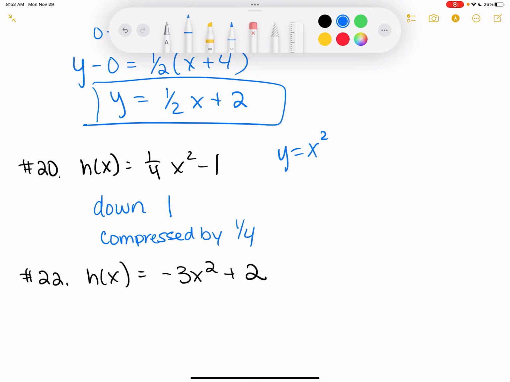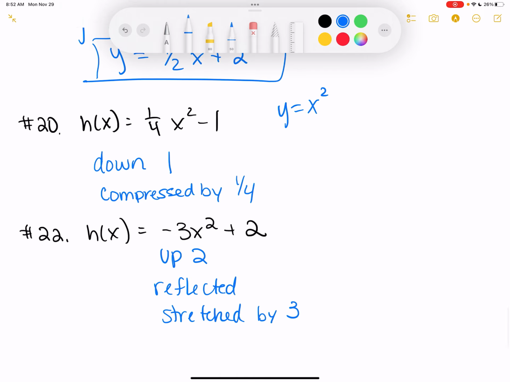All right, so h of x is equal to negative 3x squared plus 2. So I want to know what's happening here. Up 2, reflected, stretch by 3. Wait, it's reflected because it's negative, right? Yes, the negative makes it reflected.